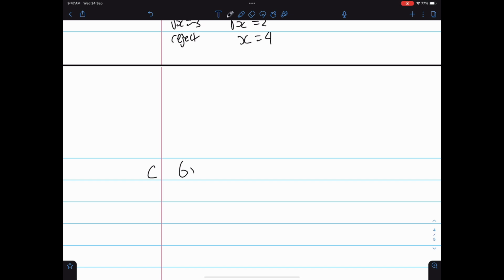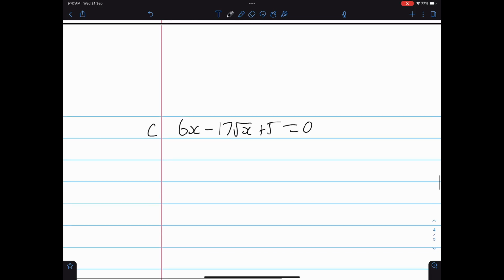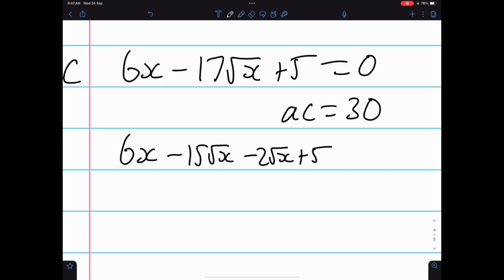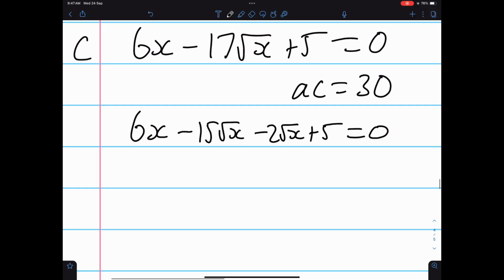C. 6x minus 17 root x plus 5 equals 0. AC equals 30. 6x minus 15 root x minus 2 root x plus 5 equals 0. 3 root x we can extract from there. 2 root x minus 5.